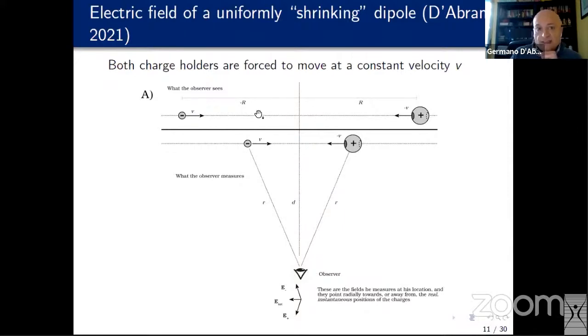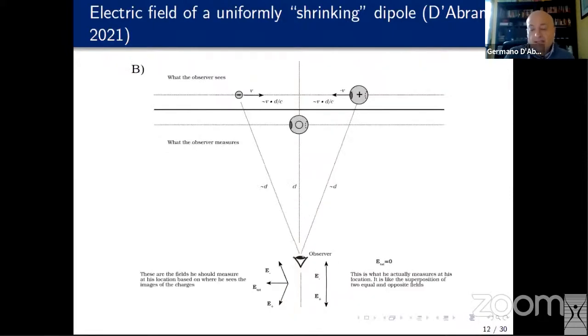This is what I call the thick central line. Below this thick central line, the charges are represented where they are at the present time, while above this thick central line, the charges are represented at the retarded positions, namely where they are still seen by the observer because of the light propagation delay. Then, at the instant of interpenetration, the total field measured by the observer becomes instantaneously equal to zero, no matter how distant the observer is from the meeting point.